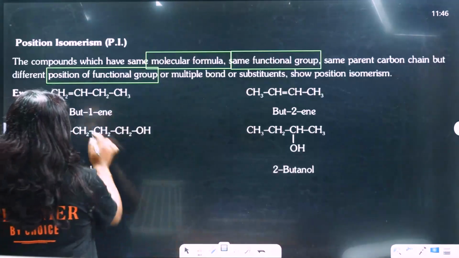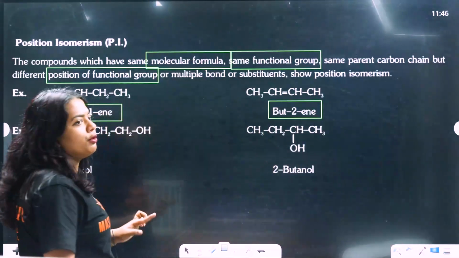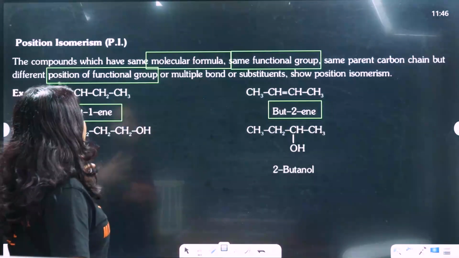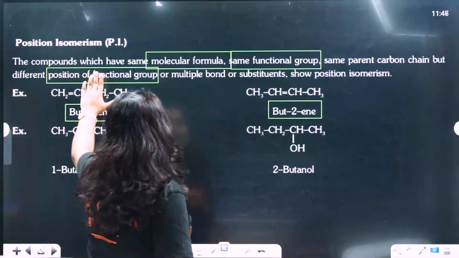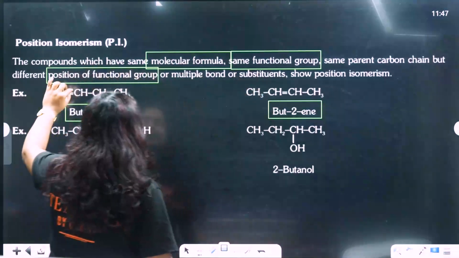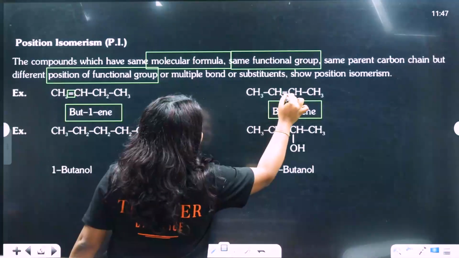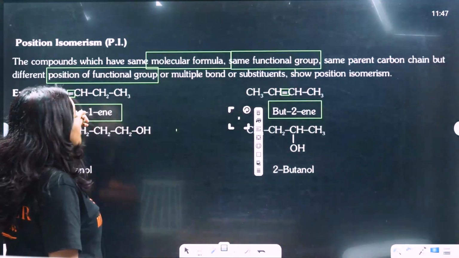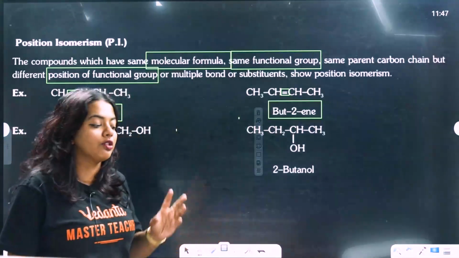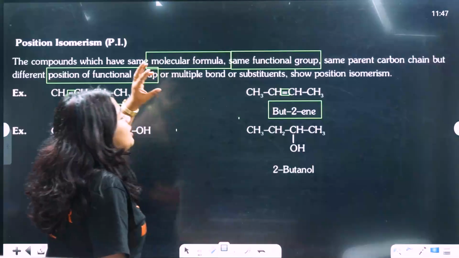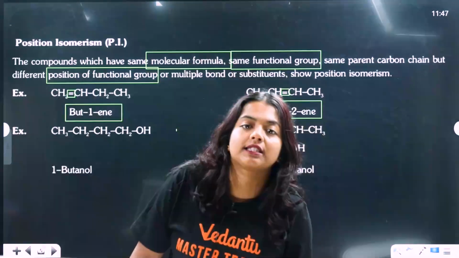For example, you have but-1-ene here and but-2-ene here. Basically CH2=CH-CH2-CH3, where the double bond is first here. Here there was a double bond, and then where did that double bond move? They have but-1-ene, the first double bond, and here but-2-ene, the second double bond. So the double bond is actually shifted, right? When the functional group, or the double bond or triple bond, shifts, that is called position isomerism.